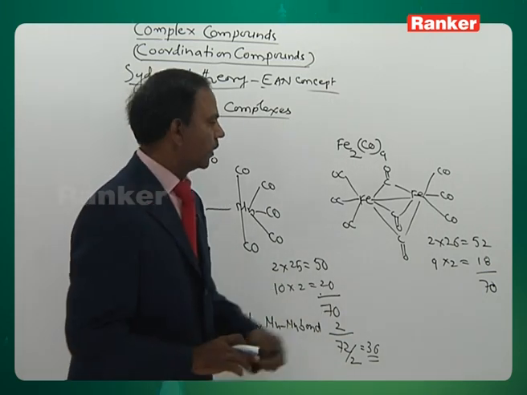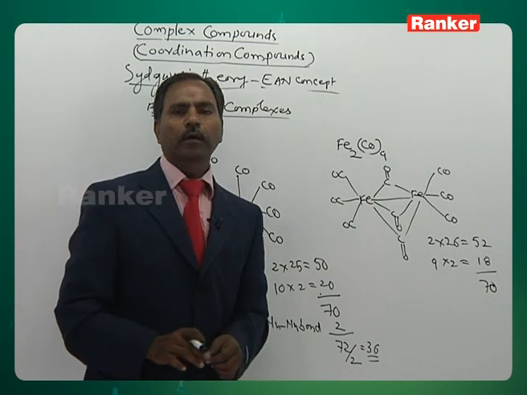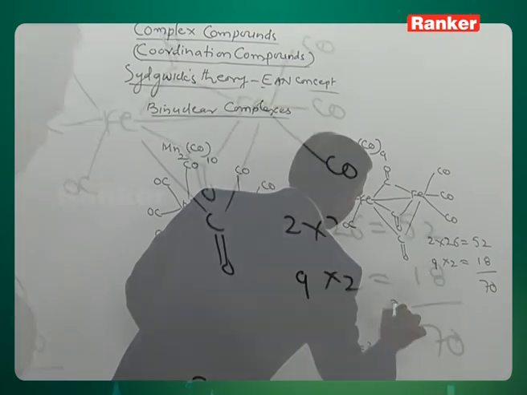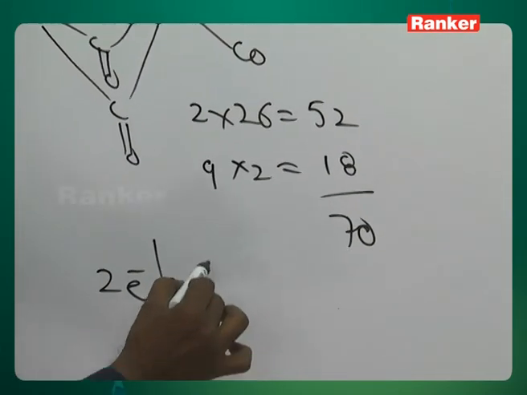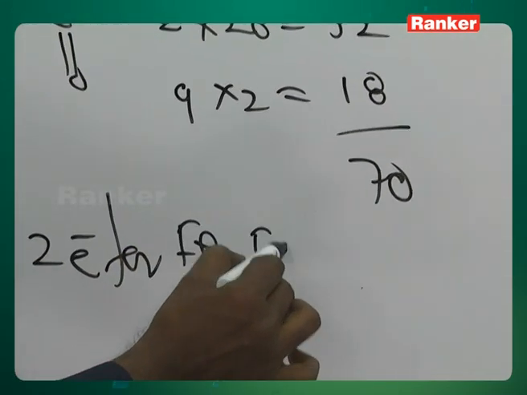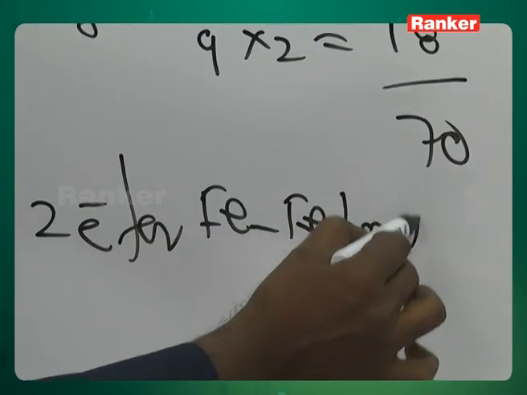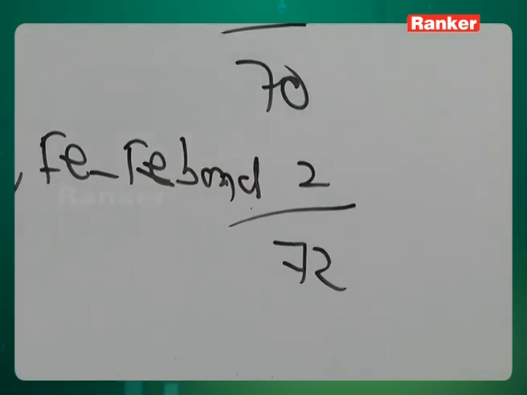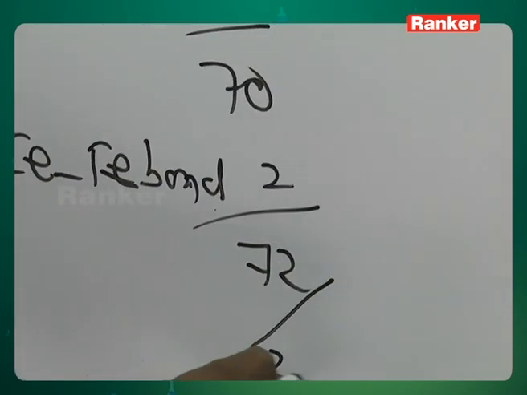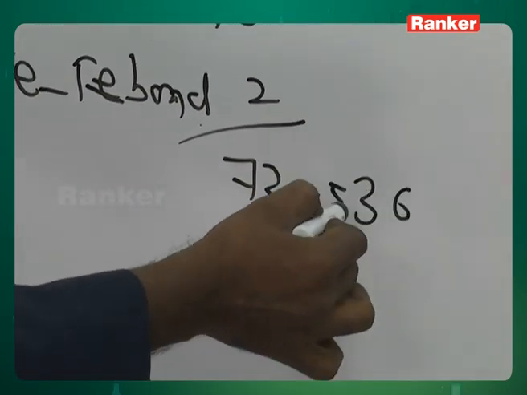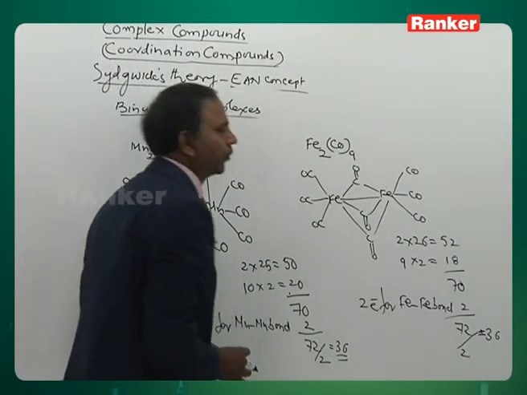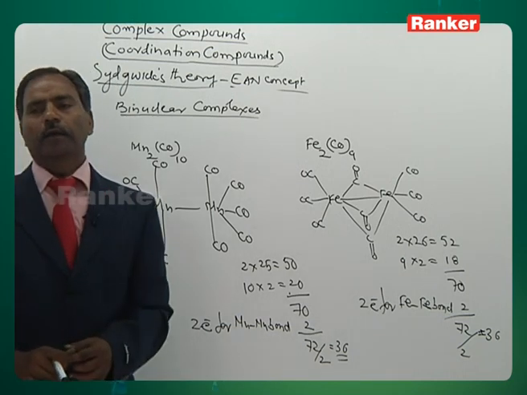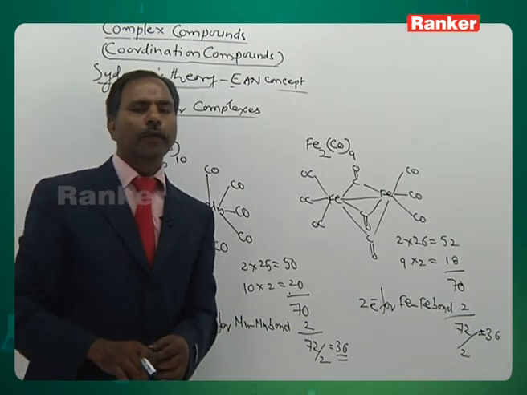It is not correct. And iron to iron, one more metal bond is there, therefore 2 more electrons, 2 electrons for the iron–iron metal bond, then it is 72. 72 by 2 is equal to 36. This is the way to calculate the EAN for any given binuclear complex.